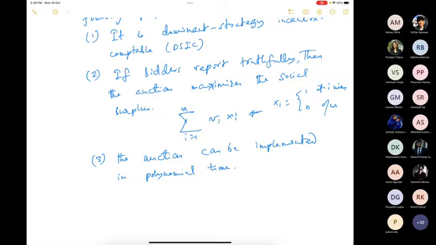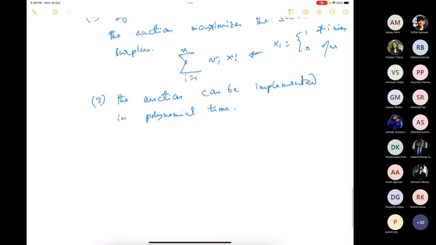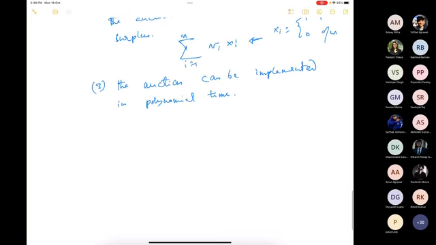Okay, so these are the properties of the Vickrey auction. Now let's see, for concreteness, some other kinds of auction. The first one, and we'll see a DSIC auction for this particular setting also, is called sponsored search auction.